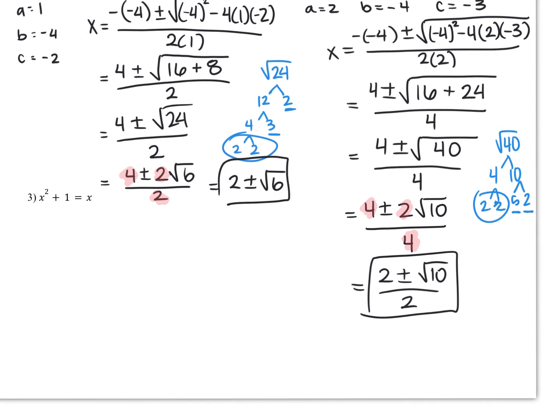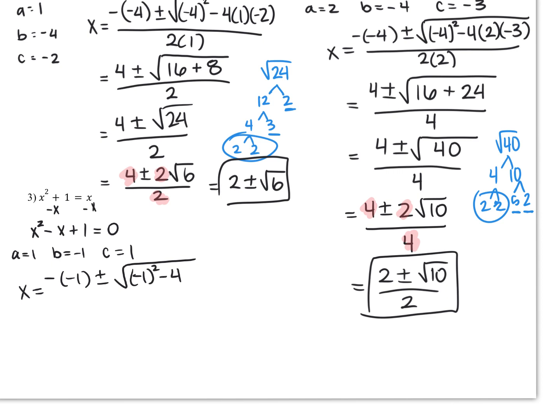Last example we have is x squared plus 1 equals x. So I'm not currently equal to 0. So my first step in this example is actually going to be to subtract x. So we get x squared minus x plus 1 equals 0. Then we have a equals 1, b equals negative 1, and c equals 1. So x equals negative negative 1 plus or minus the square root of negative 1 squared minus 4 times 1 all over 2 times 1.